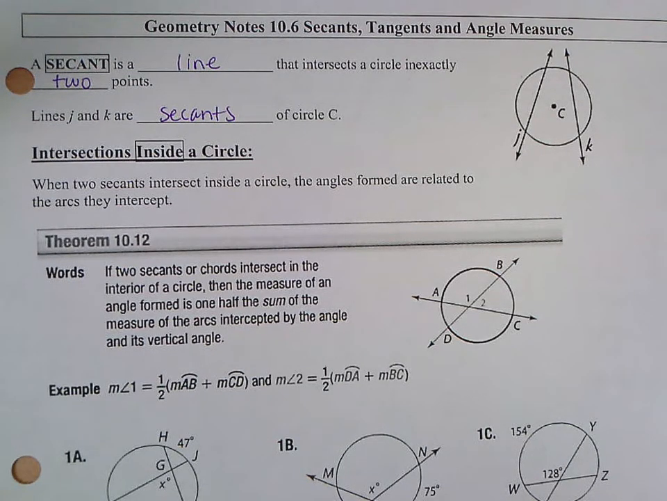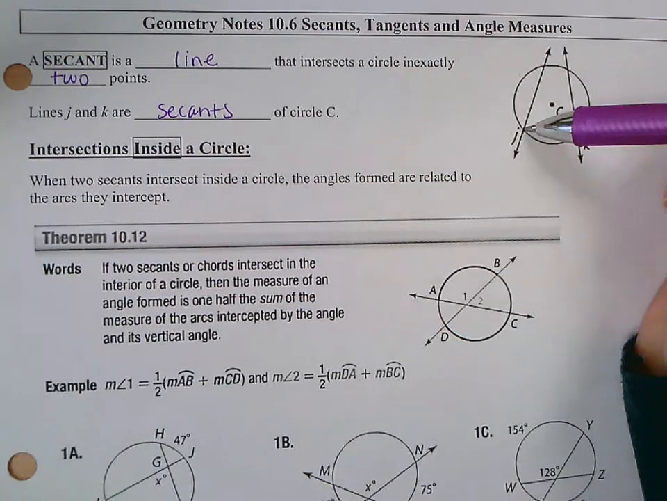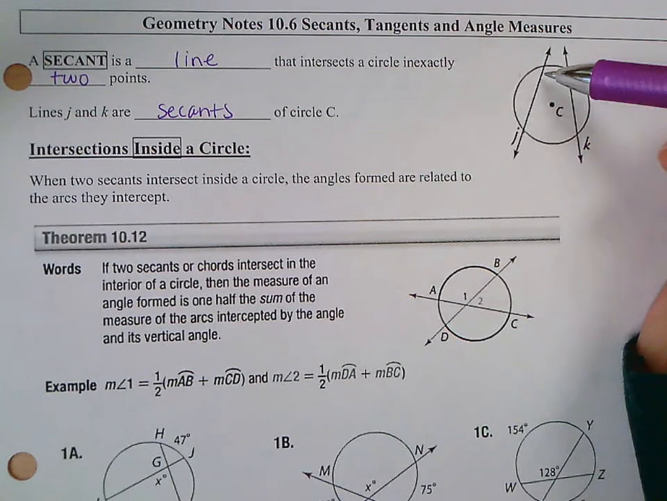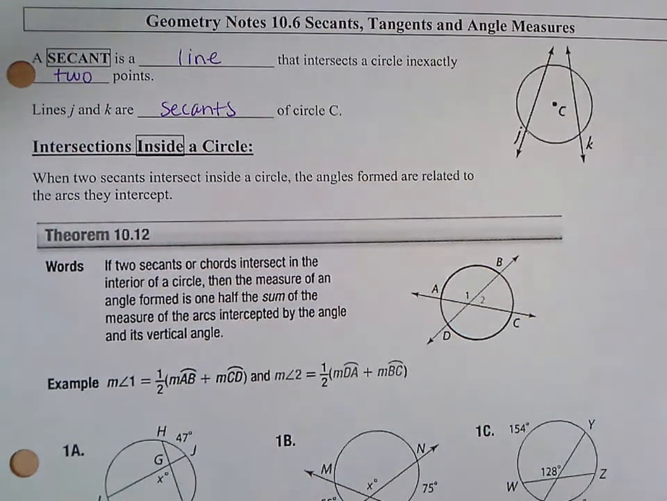You could think of it this way too. Secant lines create chords. If you look at where this intersects the circle, those points, that segment would then be a chord.